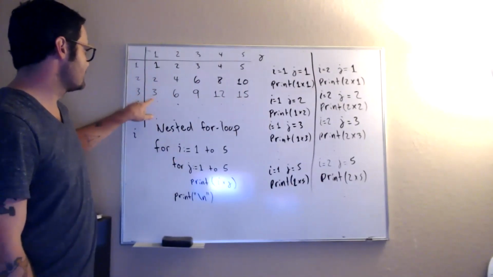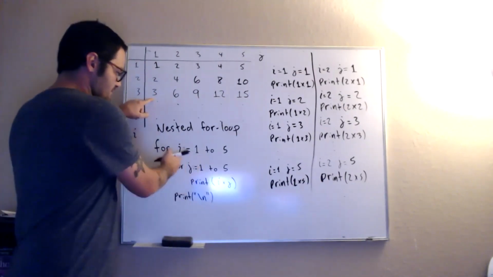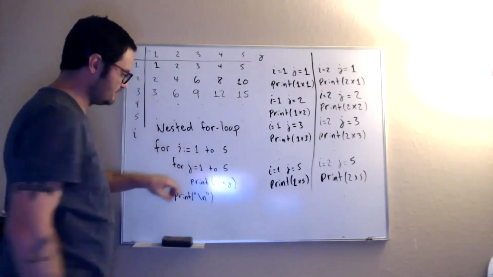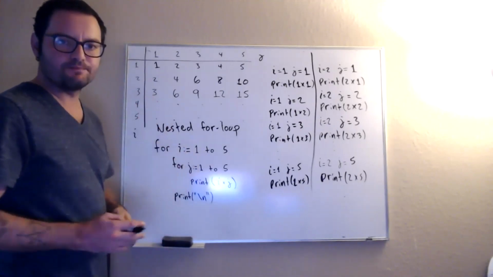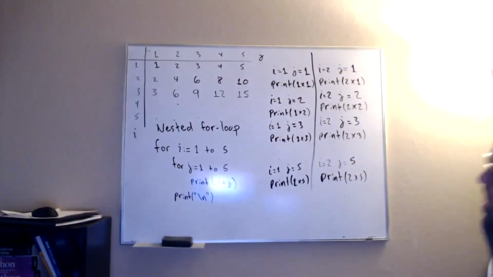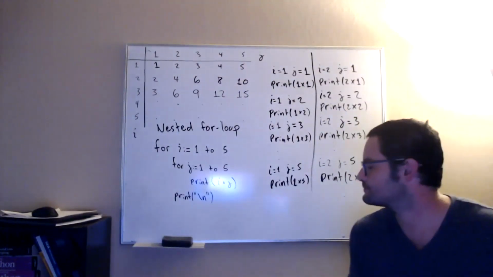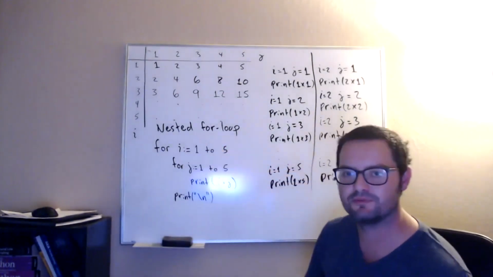So then we exit out of that for loop, we print a new line, and then we increment I, and now I is 3. So once I is 3, we go into the second for loop, and then go from J is equal to 1 to 5, multiplying and printing. Okay? So hopefully that helps you understand how nested for loops work.